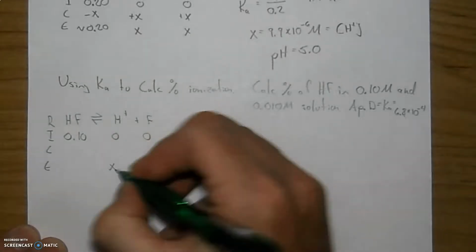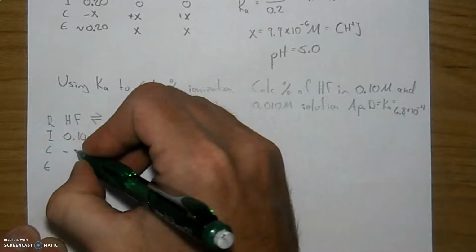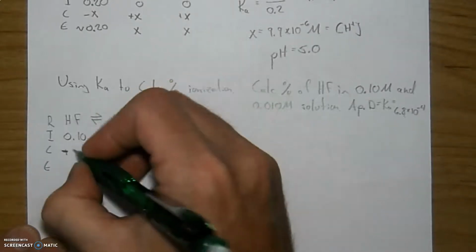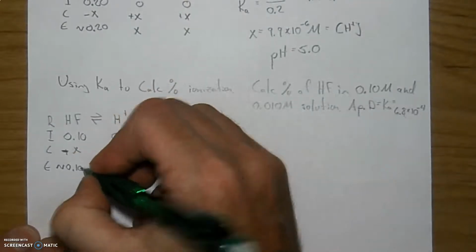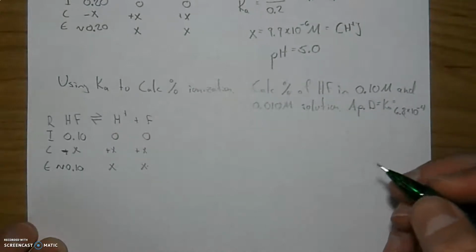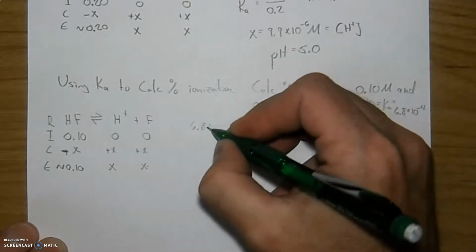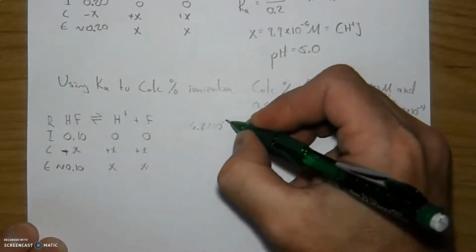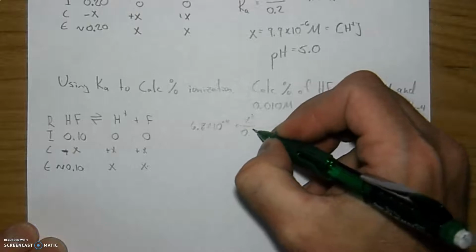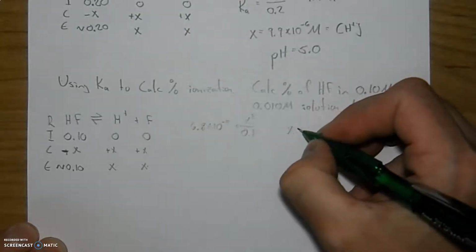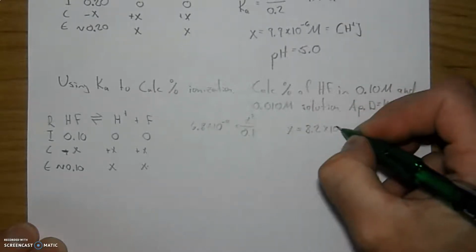So I don't know what these are. I'm going to add x and subtract x from here. And again, I'm going to make the bold estimation that it's about the same amount. I'm going to use the Ka value and say 6.8 times 10 to the negative 4 is equal to x squared over the original concentration. If I do that, I find that x is equal to 8.2 times 10 to the negative 3.